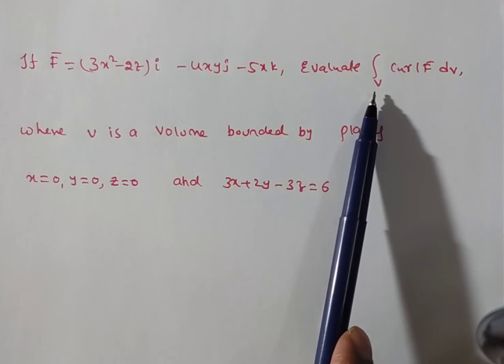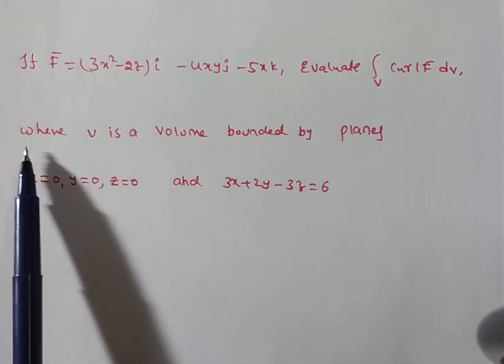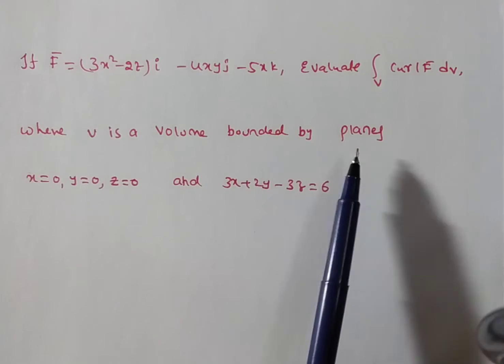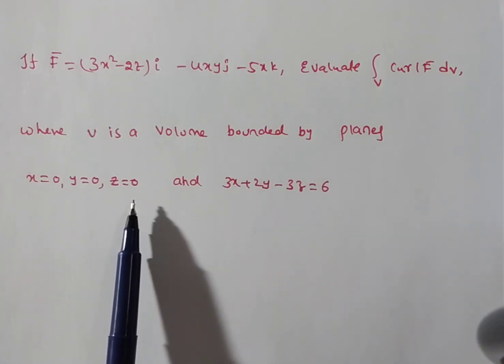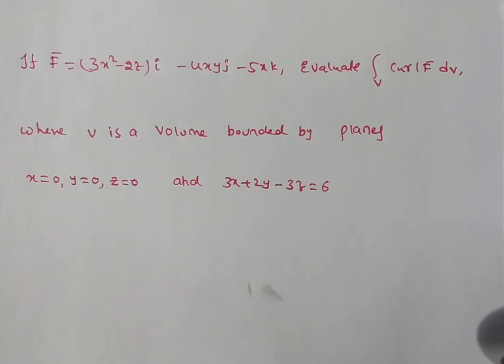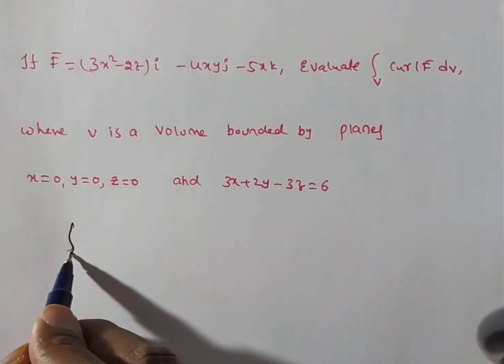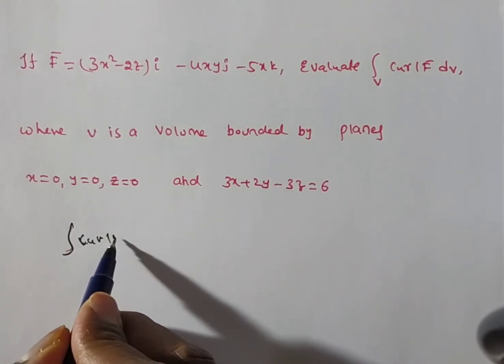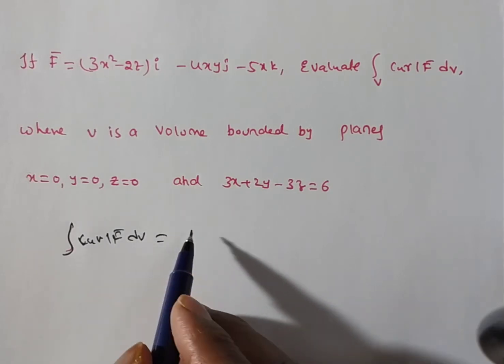Integral over v is nothing but a volume integral, where v is the volume bounded by the planes x equal to 0, y equal to 0, z equal to 0 and 3x + 2y − 3z equal to 6. So friends, what do we have to find? The integral of curl f bar dv, which is a volume integral.